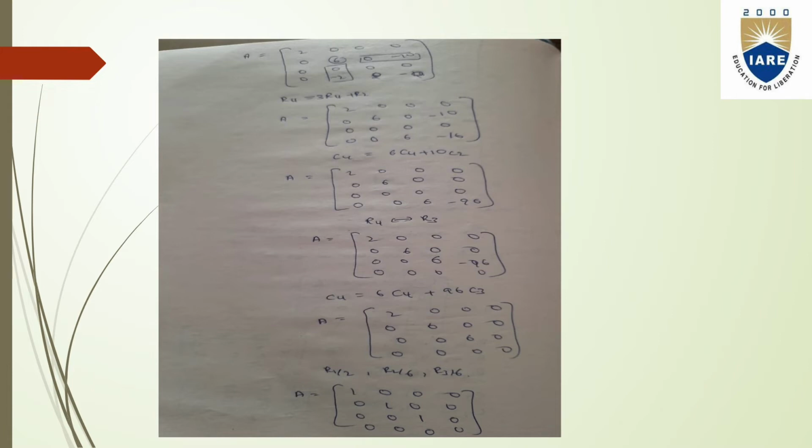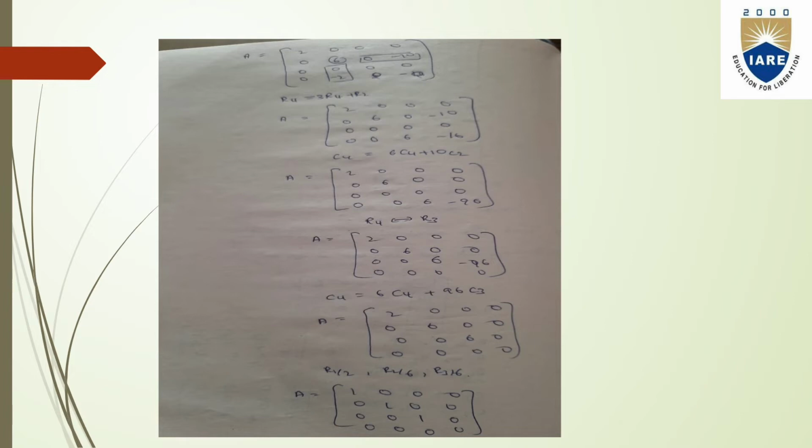Then you will get again a 4 by 4 matrix. Here we are going to exchange row 4 and row 3. After exchanging, we are obtaining again a 4 by 4 matrix. Here next we are going to use the transformation: the third row, third column, third element should be non-zero.